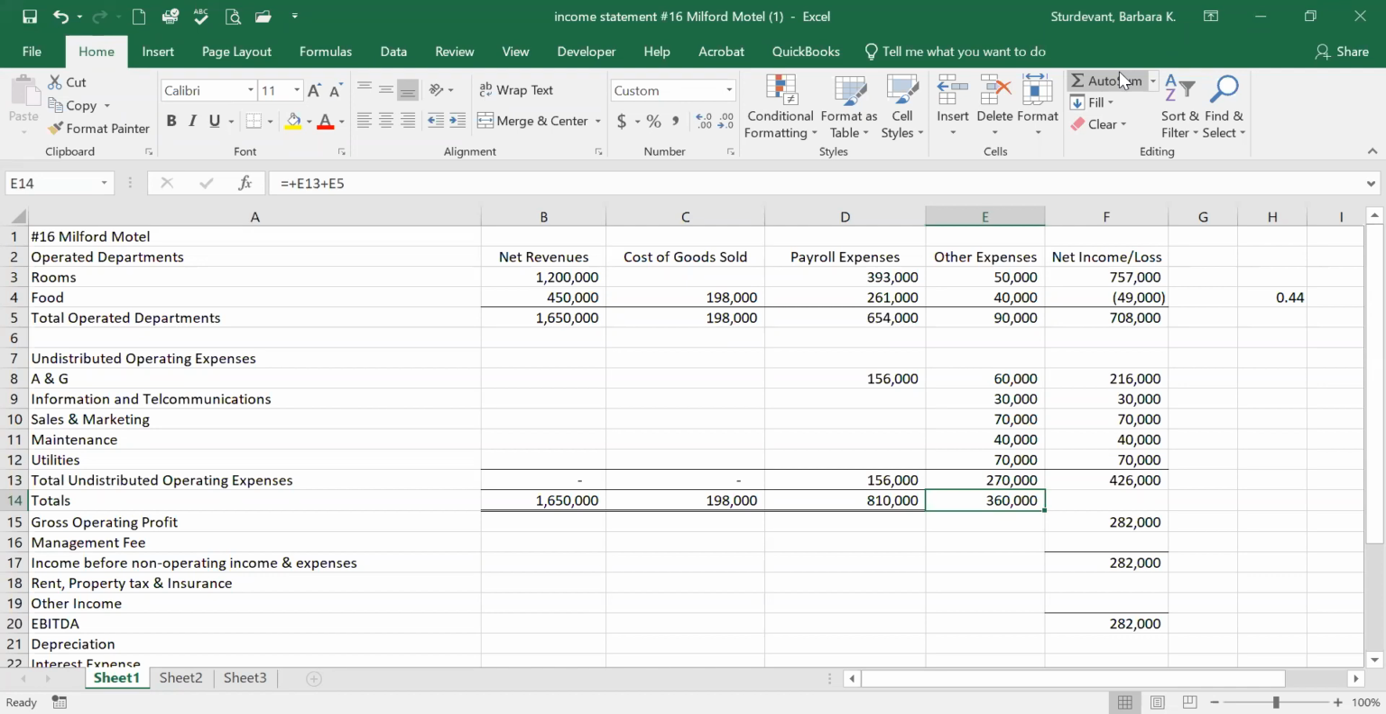The total operated department 708 minus the undistributed operating expenses of the 426. Okay, so that number here is the result of the first two sections. So it's your revenue from up here minus the additional expenses. And so this is our gross operating profit. We can now go figure out what our management fee is.